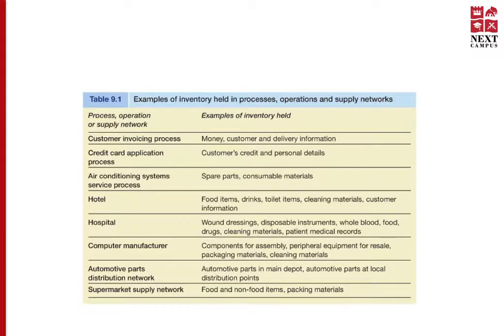This slide shows some examples of inventory held in processes, operations, and supply networks. You can see how important inventory is for business organizations, and also how important it is for organizations to manage inventory effectively.